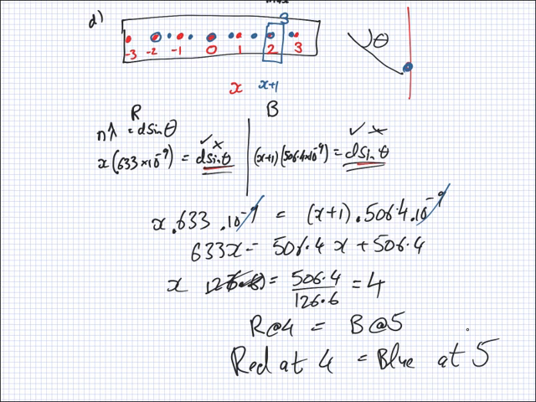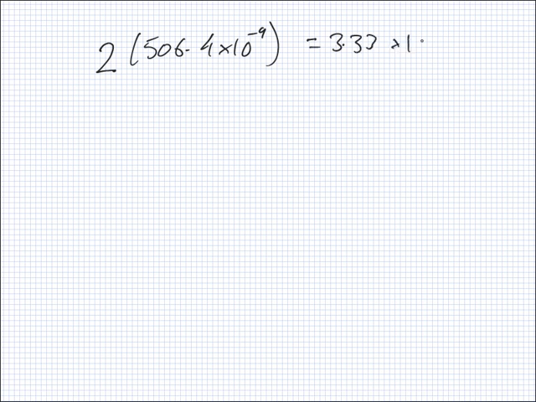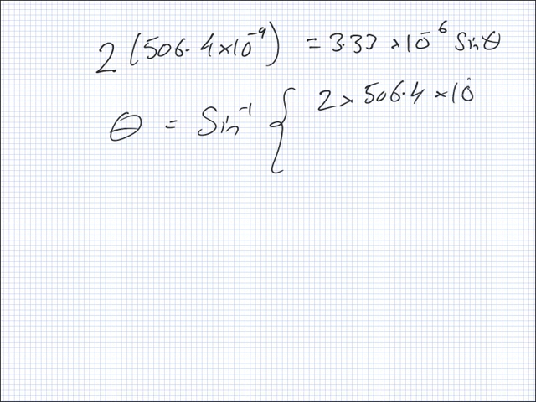Yeah? Continue? So the next part is okay. The question is, what is the angle for the second blue? So that's n lambda equals d sine theta. And we want the theta here. So theta is sine inverse 2 times 506.4 times 10 to the minus 9 over 3.33 times 10 to the minus 6. And that's the answer for that.